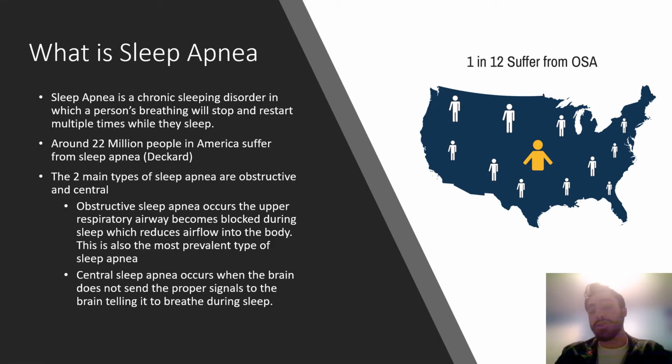The two major types of sleep apnea are obstructive and central. Obstructive sleep apnea occurs when the upper respiratory system becomes blocked or inhibited, which will then reduce airflow into the respiratory organs. Central sleep apnea occurs when the brain does not send the proper signals to those respiratory organs to tell them essentially to breathe.